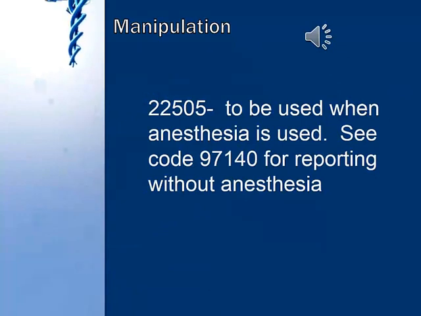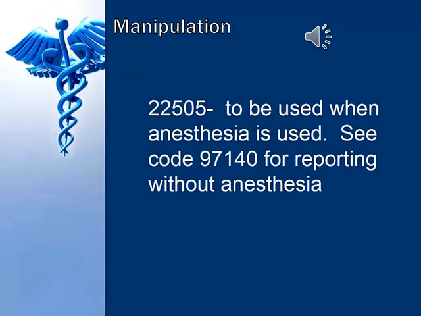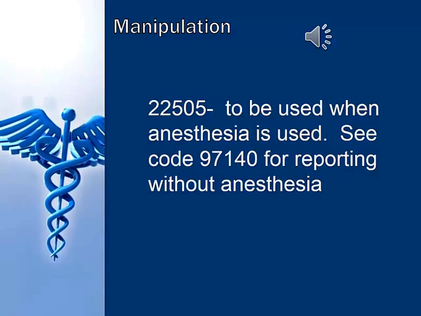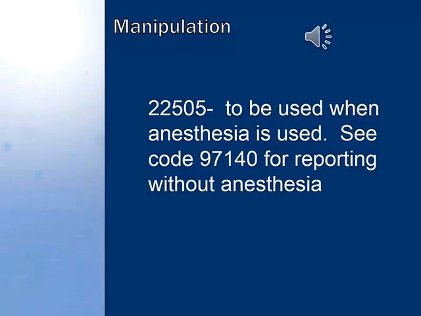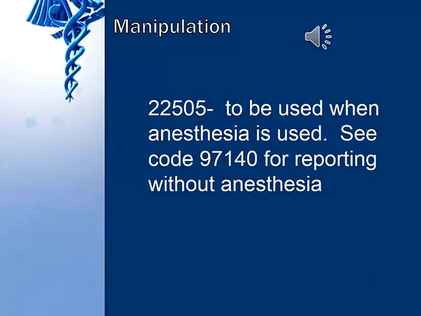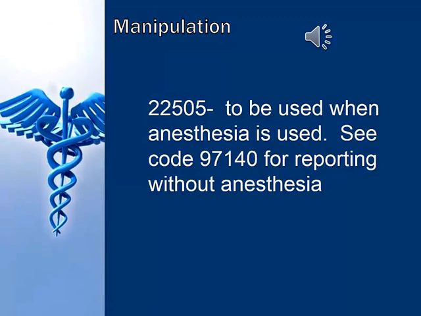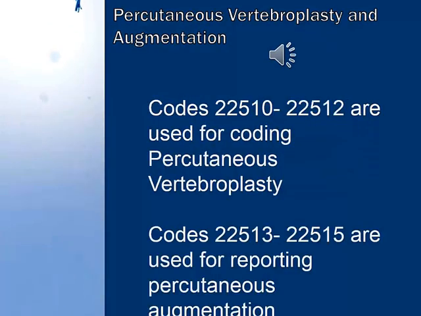Okay, so for reporting manipulation, you will use just code 22505, and that is reported for manipulation of spine when requiring anesthesia. And it's for any region, cervical, thoracic, or lumbar. It's not specific to the region. If you need to report this particular procedure, manipulation, without anesthesia, you will need code 97140.